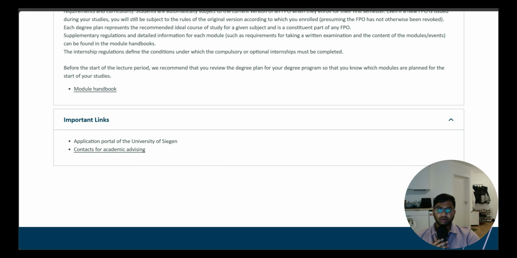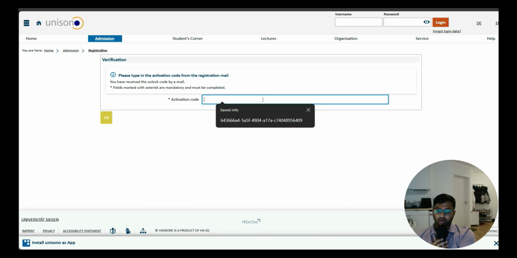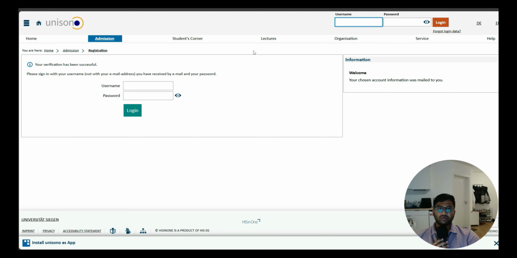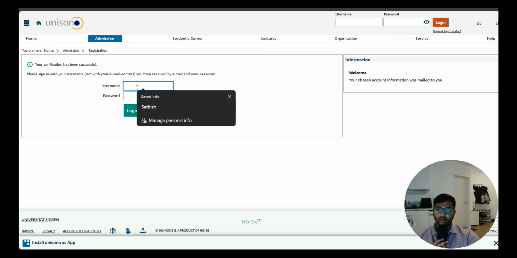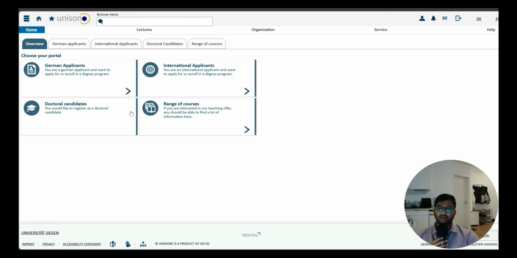Use that also in the application profile. Enter the application portal or application code, which is this, and you can click on OK. So then you will be logged in, or verified, and your email ID is your Satish4. This is my user ID, and the password is the one I chose while filling the form. So please make sure that you choose something you can remember, because if you forget, then it would be messy. So then you can click on login.